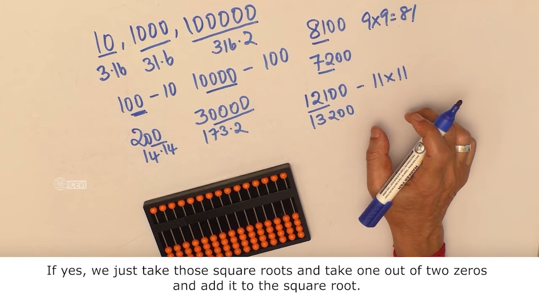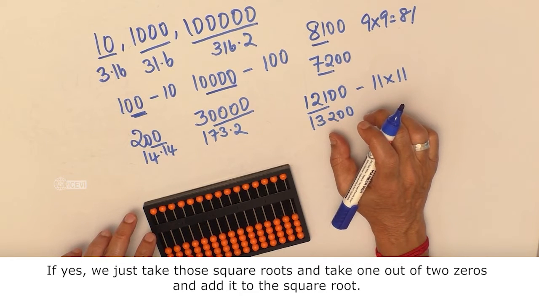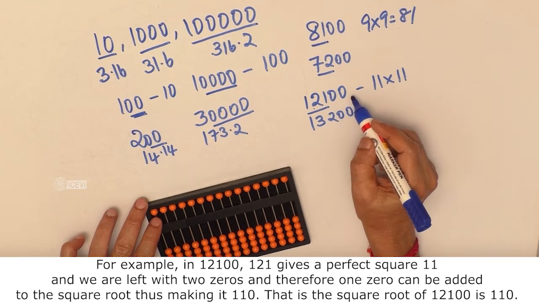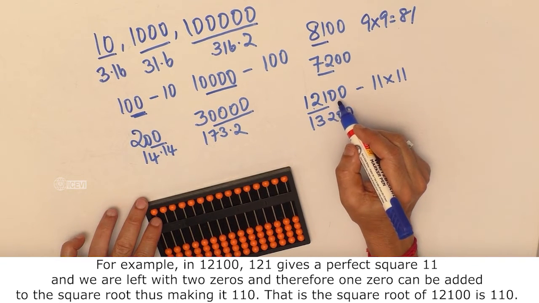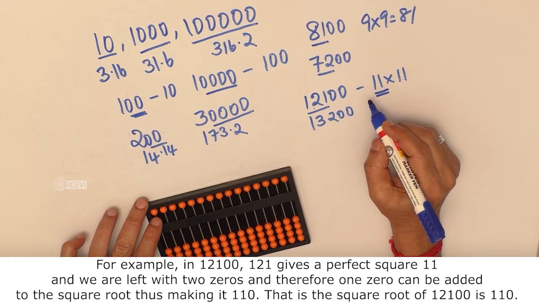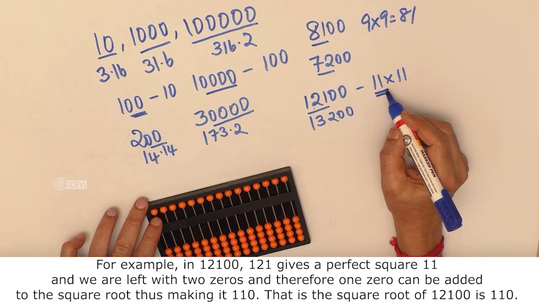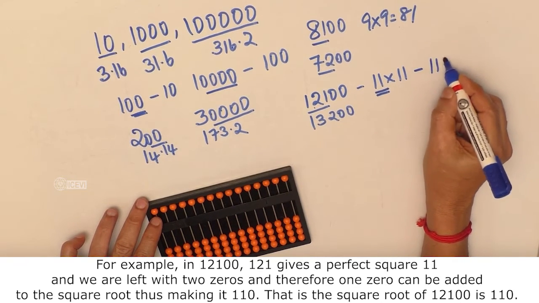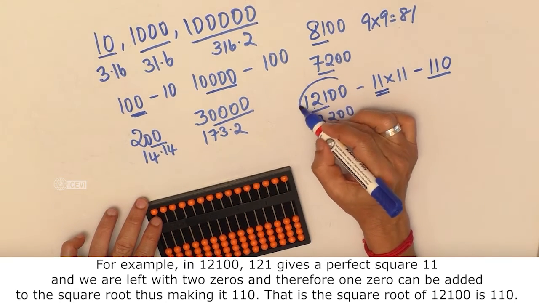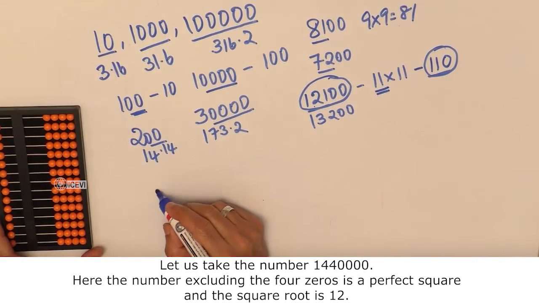If yes, we just take those square roots and take one out of the two zeros and add it to the square root. For example, in 12,100, 121 gives a perfect square 11. Now we are left with two zeros, and therefore one zero can be added to the square root, making it 110 as the square root. That is, the square root of 12,100 is 110.